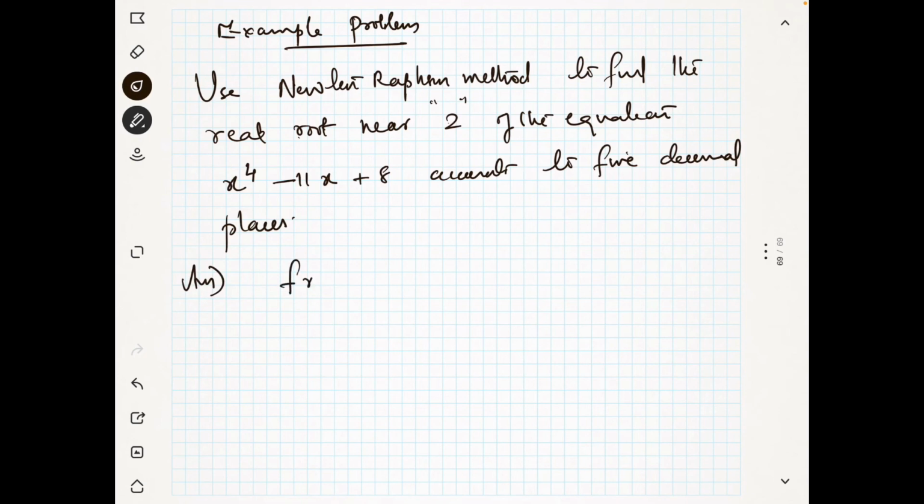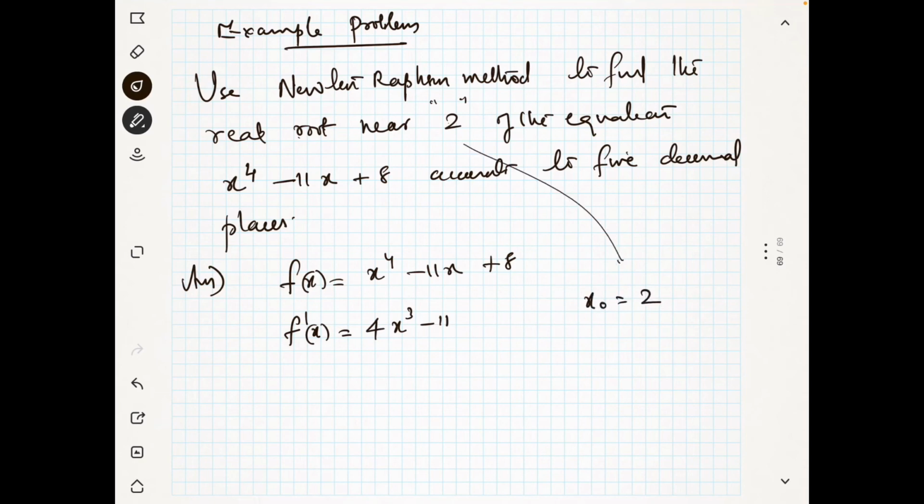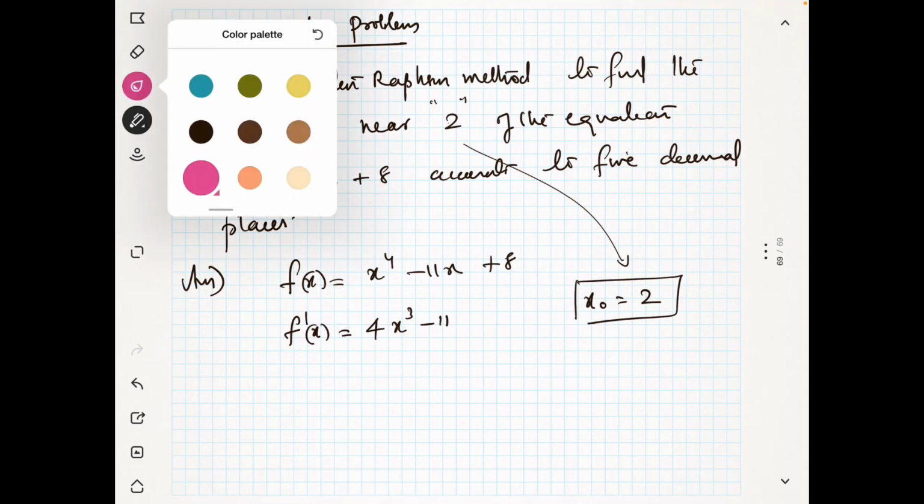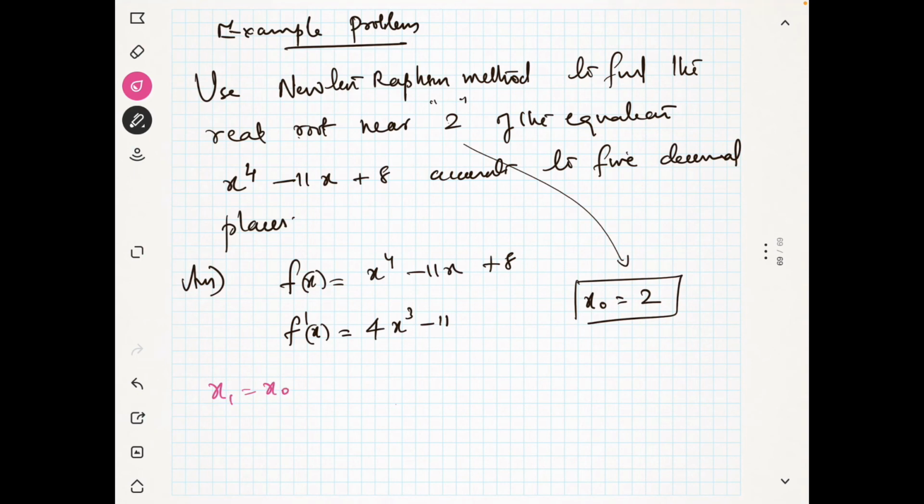Now we know what f of x is. f of x is equal to x power 4 minus 11x plus 8, and f dash x means you take the derivative, which is 4x cube minus 11, right? Now x naught is given, which is 2 from the question. The initial solution is given, so you can find your x1. x1 is equal to x naught minus f of x naught divided by f dash of x naught. This is what the method tells you.